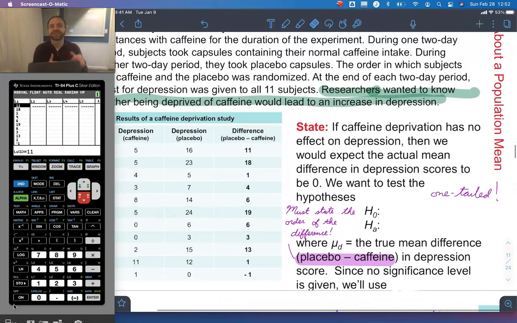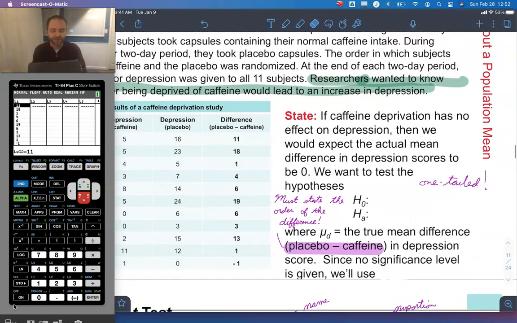So be aware. Look at that first sentence as they're telling you what it means. We would expect that if there was no difference, what is no difference mathematically? No difference mathematically is the number 0. And so that's going to be our test, and we have a one-tailed test. We want that difference to be greater than 0 because they wanted to know, does being deprived of caffeine increase depression?